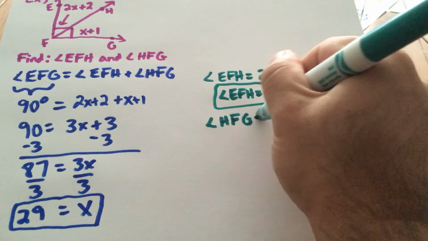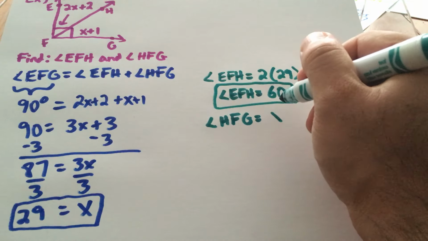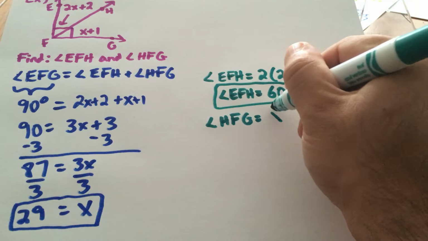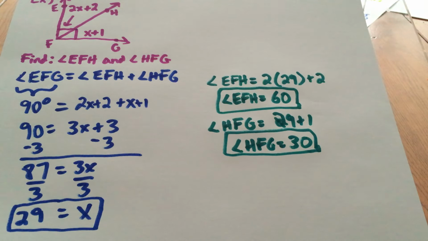Angle HFG is equal to x plus 1. In this case, that's 29 plus 1. So angle HFG is equal to 30. And again, we know we're correct because when we add them together, 30 plus 60 is 90. If you have any questions, bring them to class.